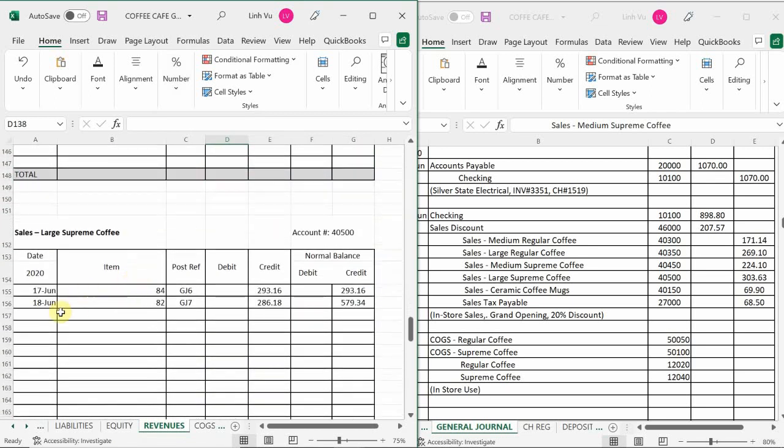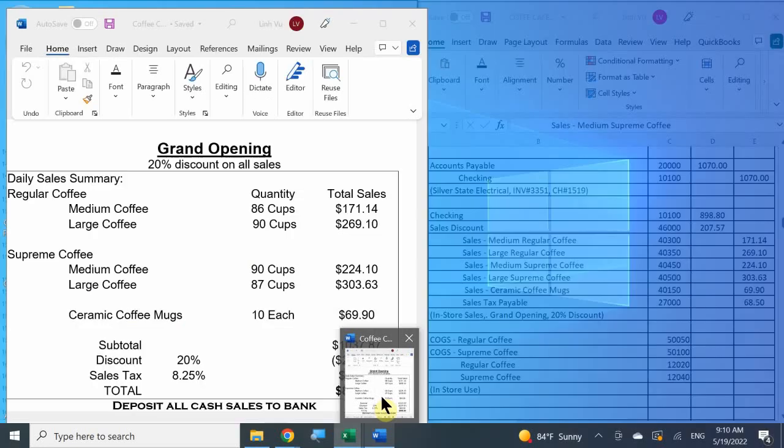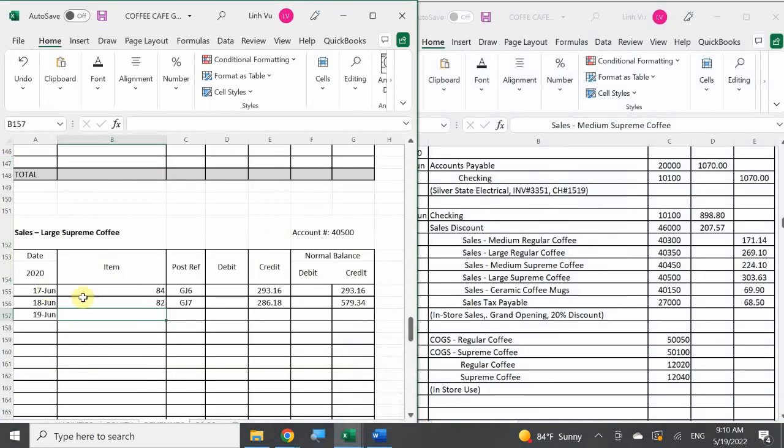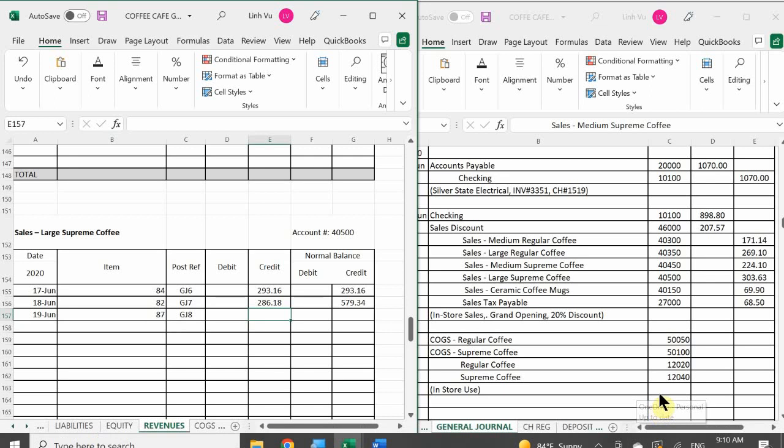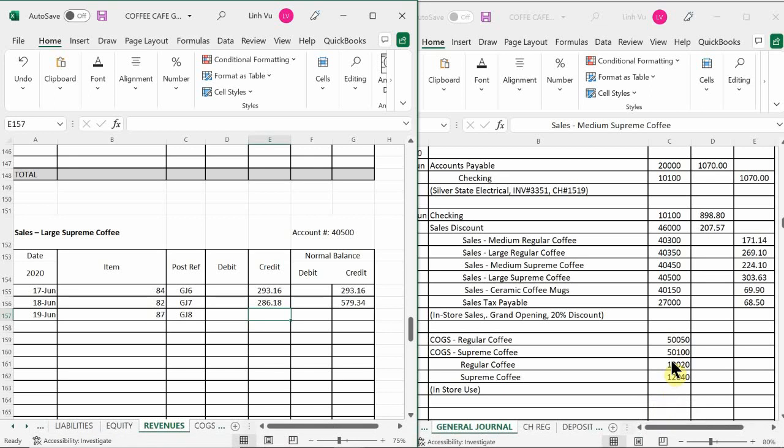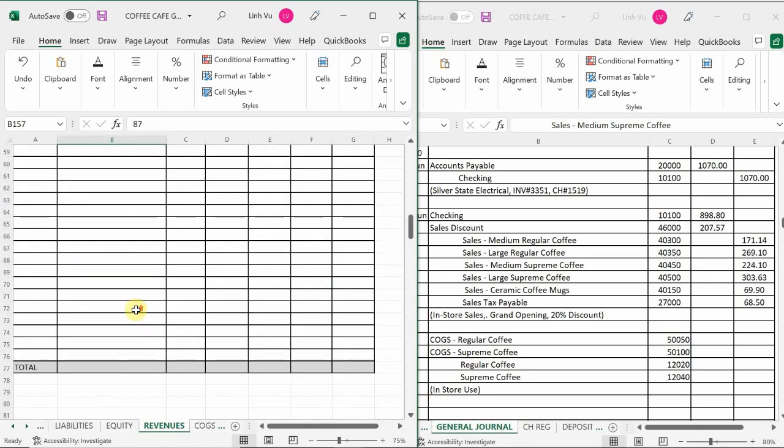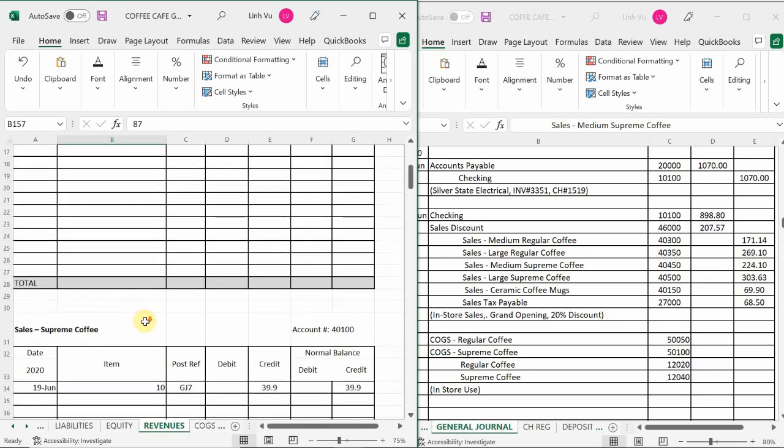Okay. And then, of course, I have my large supreme cups. I sold 87. For a total of $303.63. Okay. Which should give me an account balance of $882.97. Okay. I sold some ceramic coffee mugs, so I have to go back up to the top.